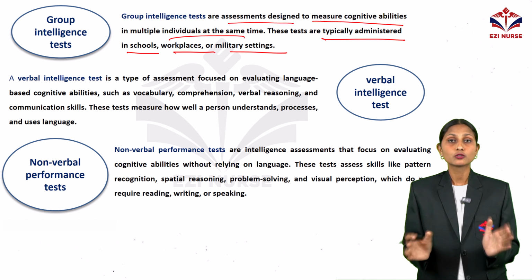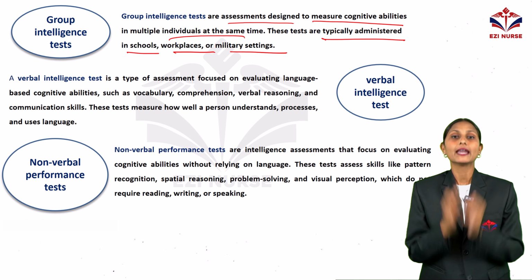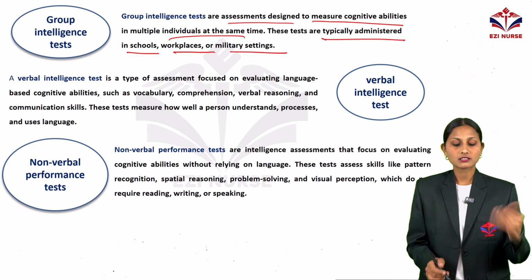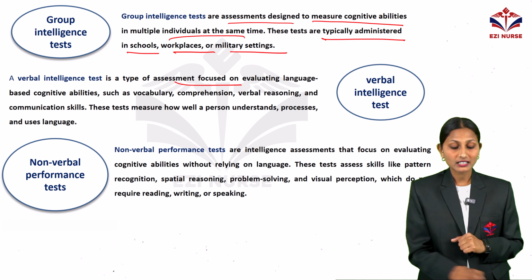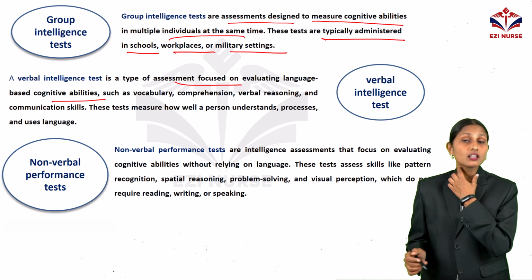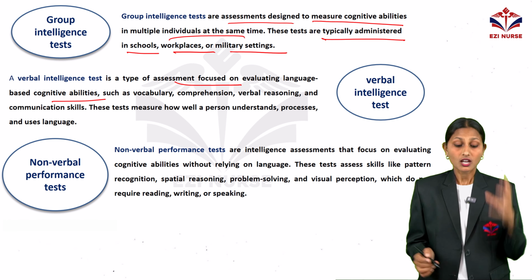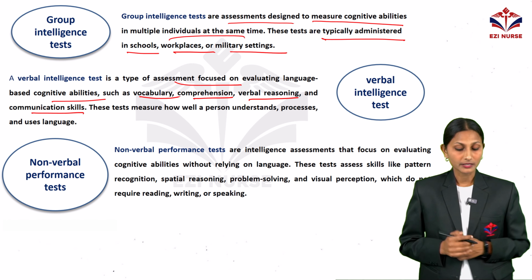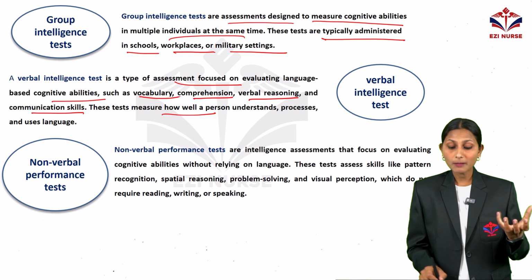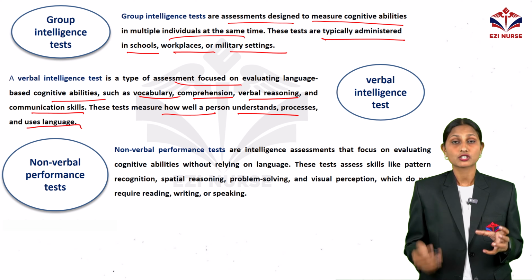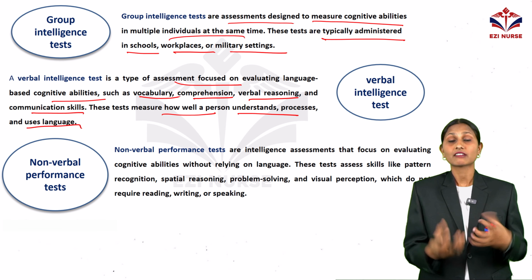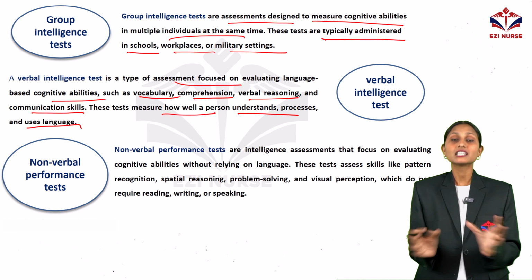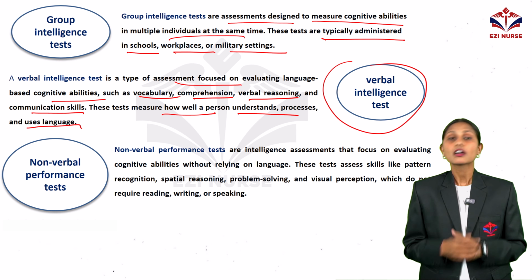On that group, the psychologist will try to do the group intelligence test. Next one is a verbal intelligence test. A verbal intelligence test is a type of assessment focused on evaluating language-based cognitive abilities. Here the major focus is on language: how the person uses vocabulary, comprehension, verbal reasoning and communication skills. These tests measure how well a person understands, processes and uses language, how they are understanding it and how it is helpful for that person. That will come under the verbal intelligence test.